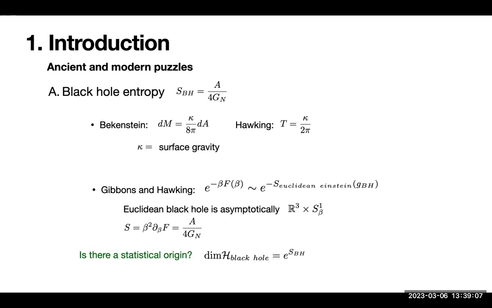Similarly, Gibbons and Hawking argued that if you compute the free energy by computing the Euclidean Einstein action for a Euclidean black hole with this asymptotic geometry, you can compute the area as a derivative of the free energy, and you get A over 4G Newton. So that's all very tantalizing, and so far it's all very thermodynamic. And so you might then sensibly ask if there's a statistical origin, where the dimension of the black hole Hilbert space in some sense is e to the S.